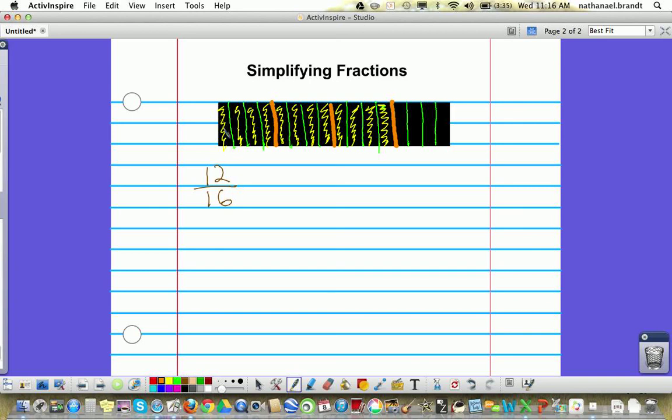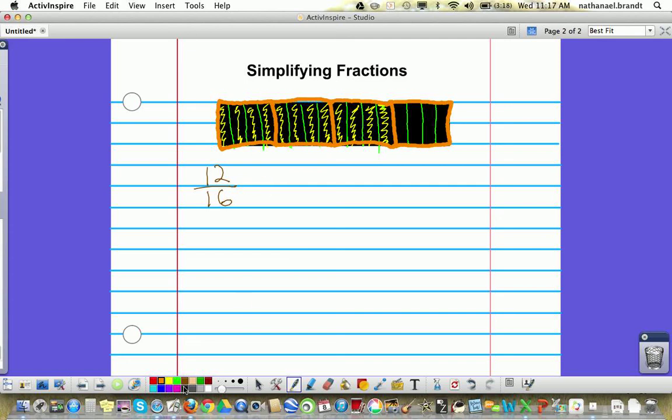So I started with 16ths, which are smaller pieces, and I want to see if I can make them bigger pieces. So the 16 pieces can be put into groups of 4, which means nothing has changed except for the size of the pieces. We still have the same amount. We started with this much of the candy bar left, and we still have that much of the candy bar left. The pieces are just bigger. So now we still have 12/16, but we've also grouped them differently.